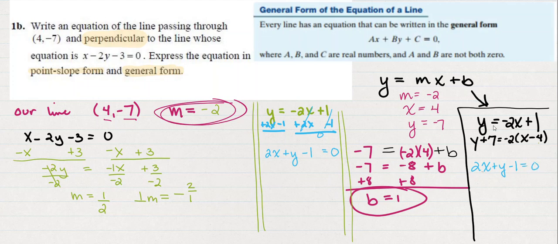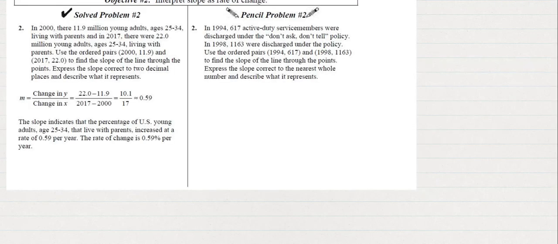So we have our slope-intercept form of the line, point-slope form of the line, and general form for the line. Let's look at another example. And this example is an application problem that interprets slope as a rate of change.